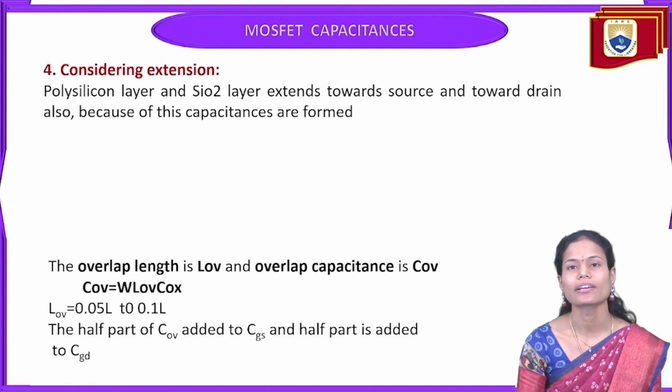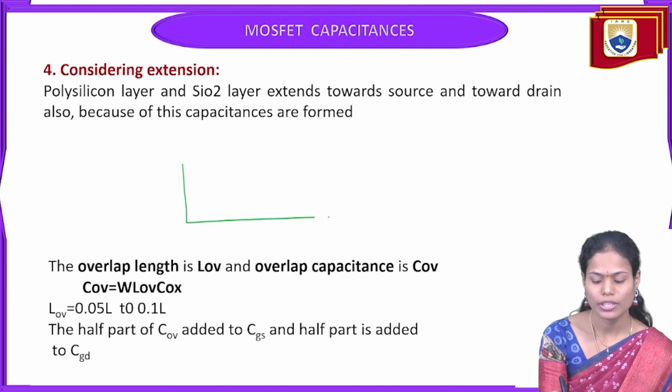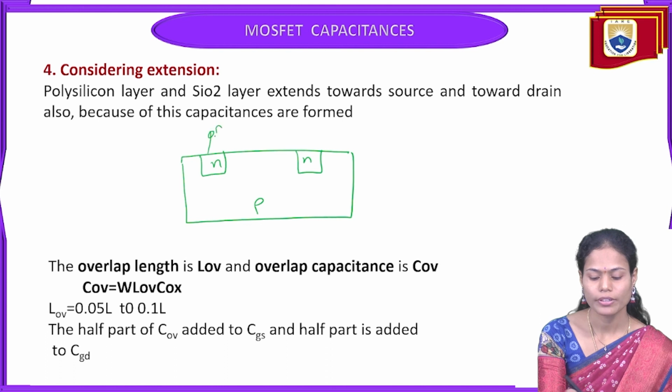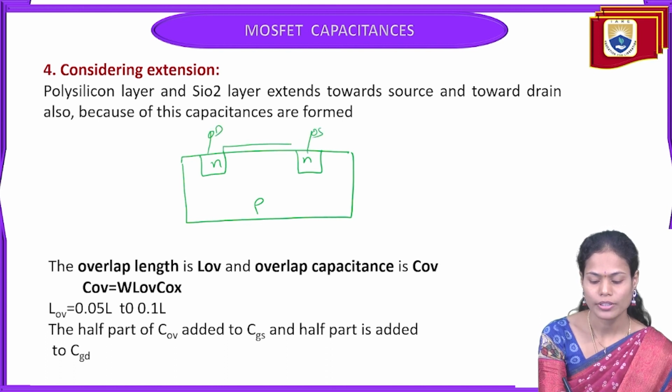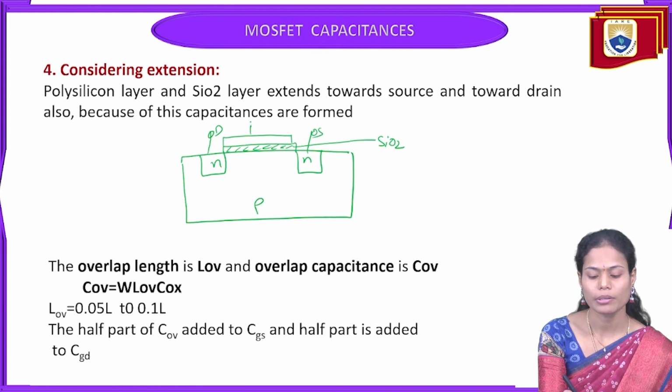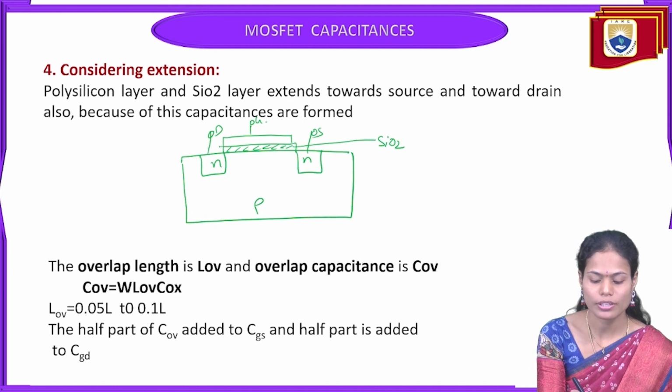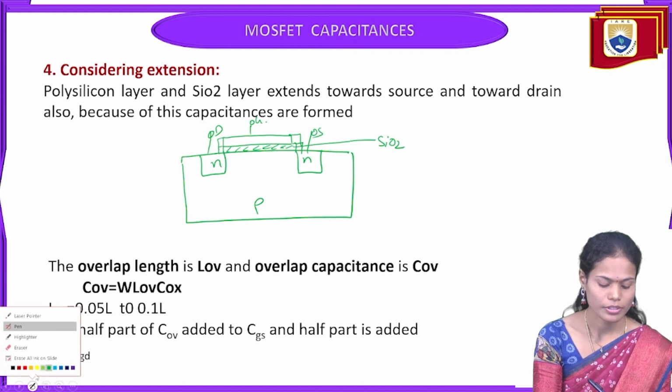And next, constraint extension. Constraint extension means when we are constructing the MOSFET, we are taking one P type substrate and inserting two N type materials to make the drain and source terminals. Similarly, to make the gate terminal, we are taking the silicon dioxide layer as well as the semiconductor material again. So here, instead of stopping till this point, it is extended till here, and this one is also extended till here.